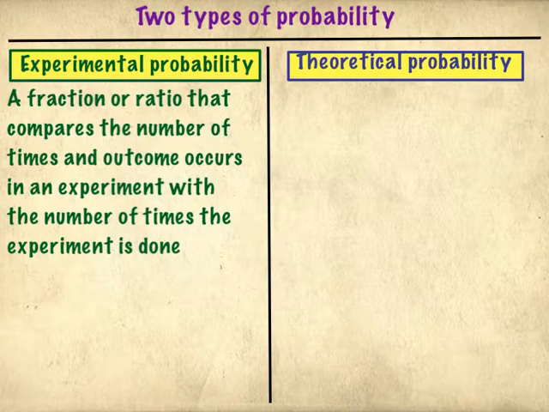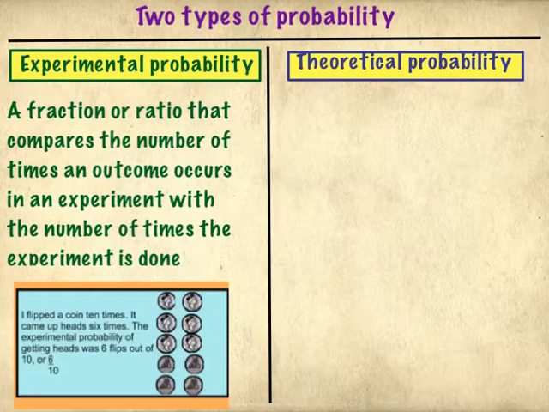Experimental probability means you actually did an experiment. It's a fraction or ratio that compares the number of times an outcome occurs in an experiment with the number of times the experiment is done. So the example is, I flipped a coin 10 times, I got heads 6 times and tails 4 times, so that means the experimental probability of getting heads was 6 flips out of 10, or 6/10.